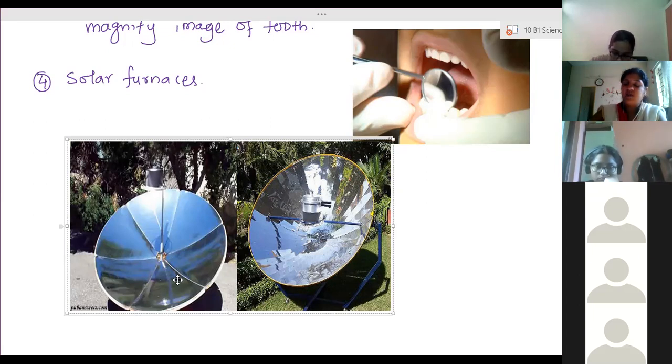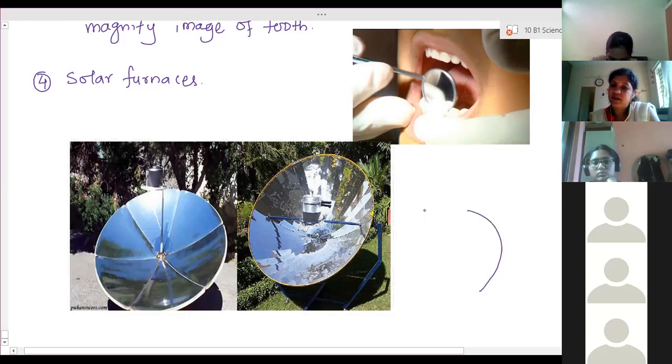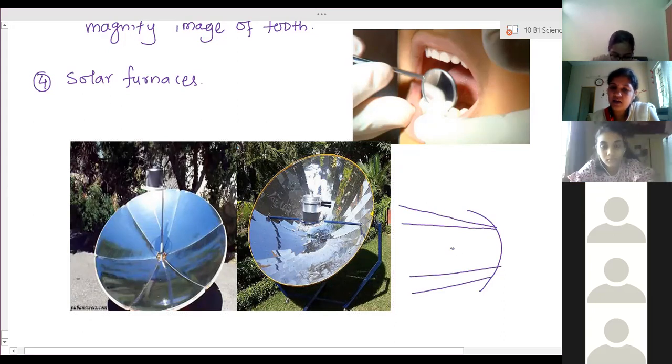For a concave mirror, whatever rays fall on the mirror from infinitely distant objects are made to concentrate at the focus, right? So all the rays will concentrate at one position. That is the function of concave mirrors. This is why the concave mirror is used in solar furnaces, where the heat energy is concentrated at one small portion, and that heat energy is used for many different purposes.